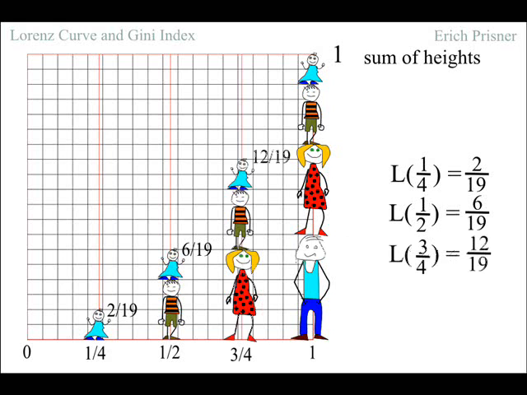The sum of the heights of Ann, Bob and Cindy is 2 plus 4 plus 6 equals 12. Therefore, the shortest 3/4, 75% of the population, own 2 plus 4 plus 6 over 19, which is 12 over 19 of the total height, and we get L of 3 over 4 equals 12 over 19. Of course, the shortest 0% own 0% of the total height, so L of 0 equals 0, and the shortest 100%, the whole family, own 100% of the total height, so L of 1 equals 1. This is always true.